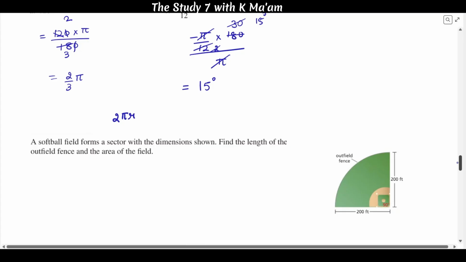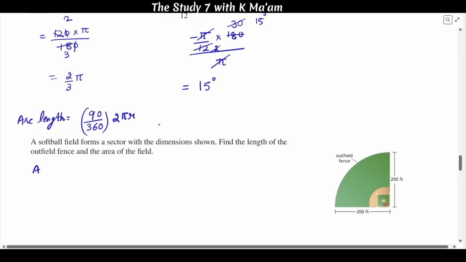So it is some fraction of the total circumference. So how much fraction? 90 degree of what? 90 degree out of 360, because if it is a complete circle, it will have an angle of 360 degree. So 90 over 360, then 2 pi r. This is the arc length formula. The formula for the arc length.